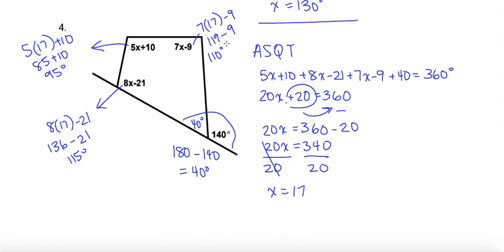A way to check is if we take this 110 plus 95 plus 115 plus 40, sure enough that gives us 360, which is what we wanted. I hope that helps you learn some more properties to refer to, and a few more examples to apply those skills for interior and exterior angles.